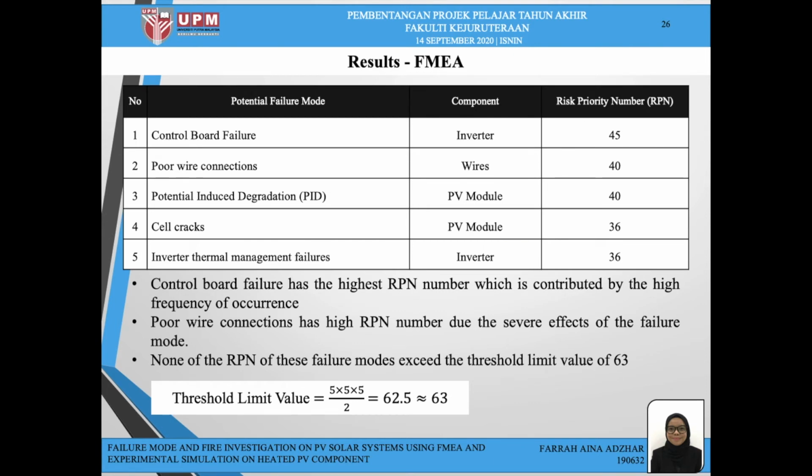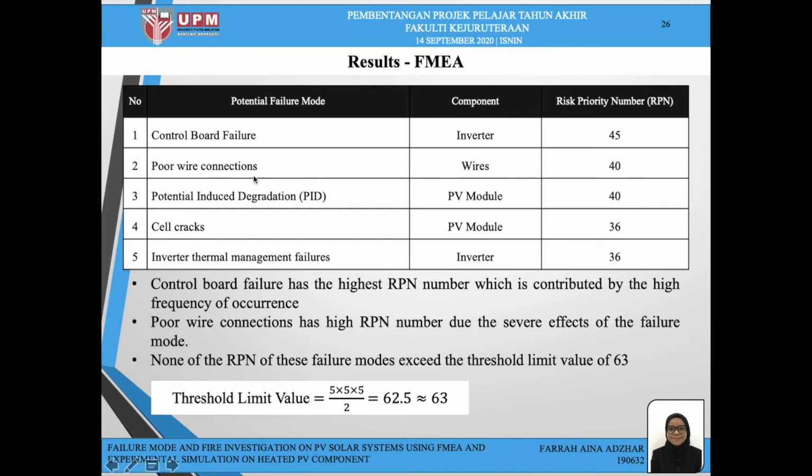I cannot explain in detail each of the failure modes, so I'm going to summarize the whole FMEA table right here. From the FMEA study, I find that the failure mode with the highest RPN is the control board failure in inverters. The reason why the RPN is really high for this failure mode is that it is contributed by the high frequency of occurrence. The severity of the failure mode is not that high, but it occurs very frequently in inverter systems. Therefore, manufacturers need to take action and improve the quality and manufacturing of these inverters.